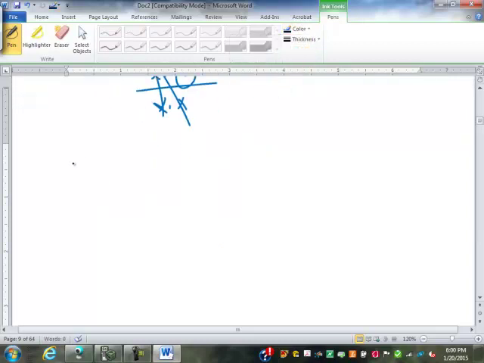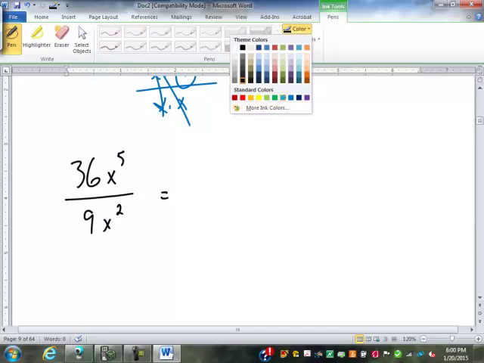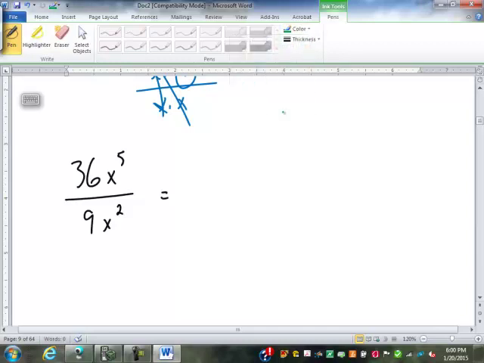So we might have 36x to the fifth divided by 9x squared. What do we do first? 36 divided by 9 is 4, and then x to the fifth divided by x squared is x to the third. Again, subtract the powers. 5 minus 2 is 3.